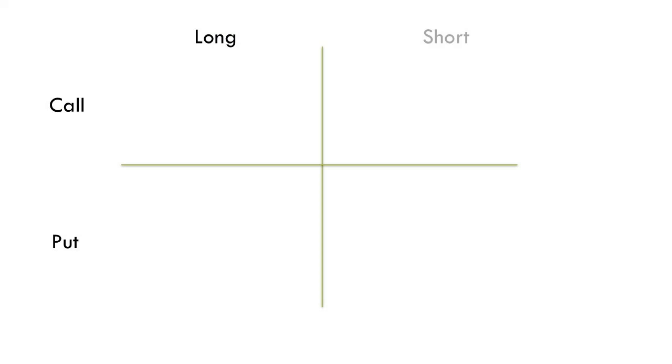So now, let's put all we have learned into a simple table. Along the left side we have each type of option, calls and puts. Along the top we have whether we own the option, called being long, or if we open a trade as a seller of an option, which is called being short. As a buyer of a call you have the right to buy stock. As a buyer of a put you have the right to sell stock.